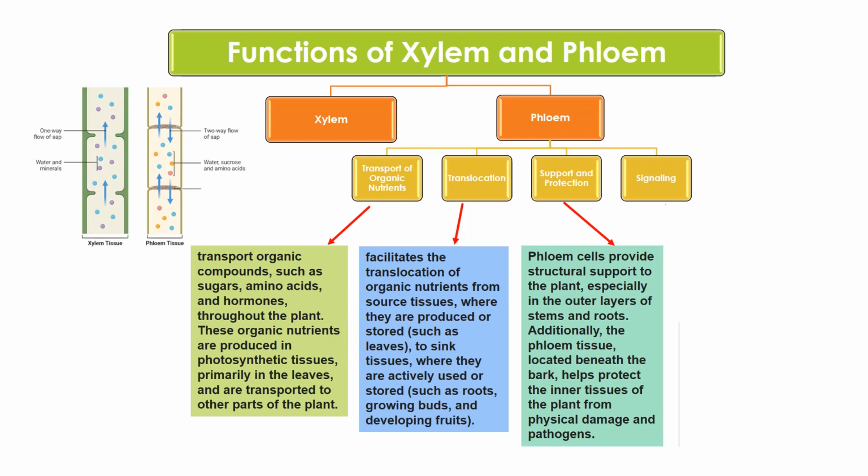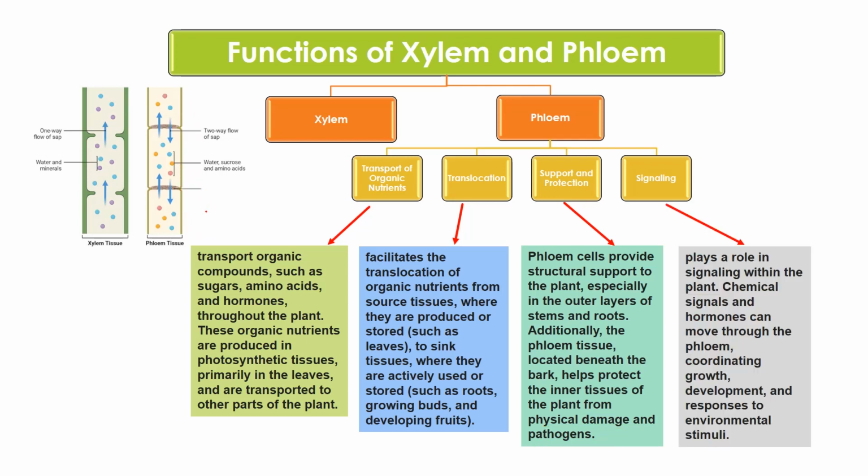Another function of phloem is to support and provide protection. The phloem cells provide structural support to the plant, especially the outer layer of the stem. Because they are present in the outer layer, anything happening to the outside of the plant, the first encounter is going to be with phloem. So in this way, they are going to help protect the plant from physical damage or pathogens. For example, any cut happens here, and the pathogens are gaining entry. Because the phloem is here, that phloem is going to stop the entry of pathogens, and in this way it's going to protect the plant.